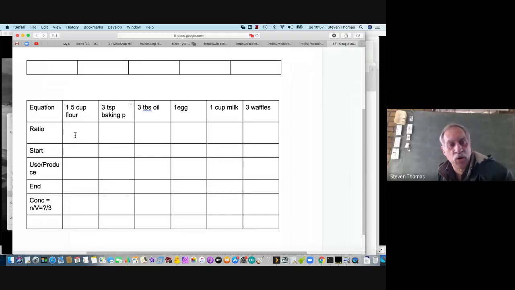Okay, will you guys then write the ratios in this row? Like 1, 5, 3, etc. Just fill in the rest.